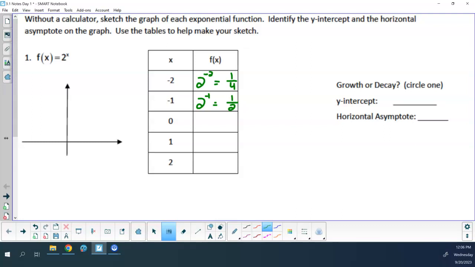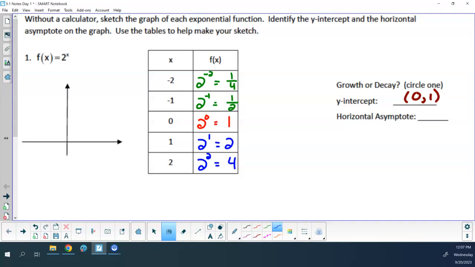If I plug in 0, and you should always plug in 0, because that's your y-intercept, a crucial part to any graph, I've got 2 to the 0 power, and anything to the 0 power is 1. So that gives me my y-intercept of (0, 1). If I plug in 1, then I get 2 to the first power, which is 2. If I plug in 2, I get 2 to the second power, which is 4.